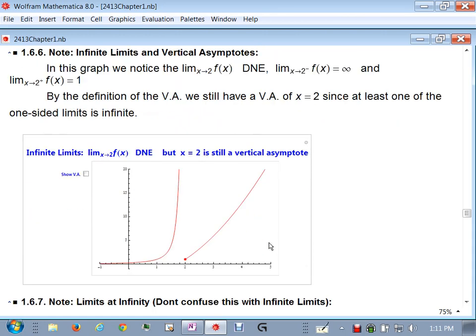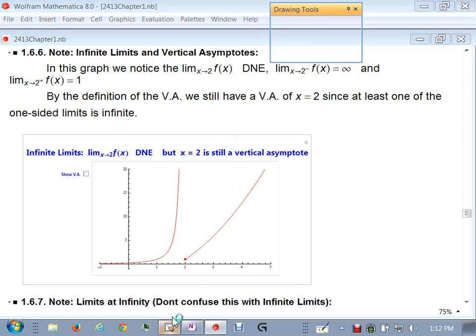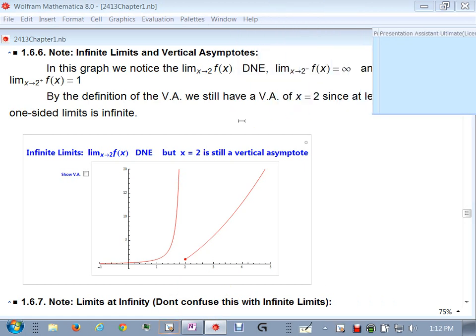Okay, take a look at this graph. In this graph, we notice that the limit as x approaches 2 of f of x does not exist. So why is that? Here's 2, right? 2 is like a vertical line right here. What's happening as I approach that from the right? I mean from the left, sorry.